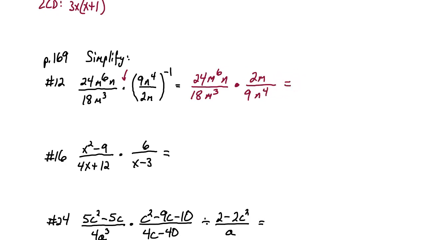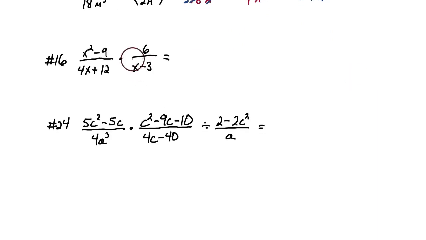Before we actually multiply anything, let's look for reducing. 24 and 18 both divide by 6, leaving 4 and 3. The m to the third in the bottom cancels 3 of these away, leaving a new exponent of 3. The n in the top cancels 1 of these away, leaving a new exponent of 3. In the top we have 4 times 2, which is 8, and m to the third times another m, which is m to the fourth. In the bottom we have 3 times 9, which is 27, and n to the third.